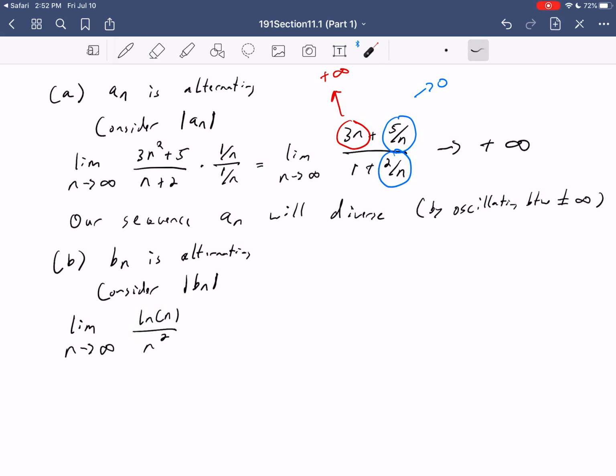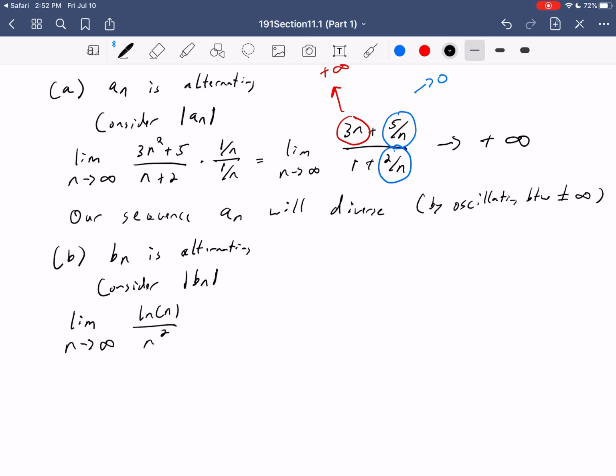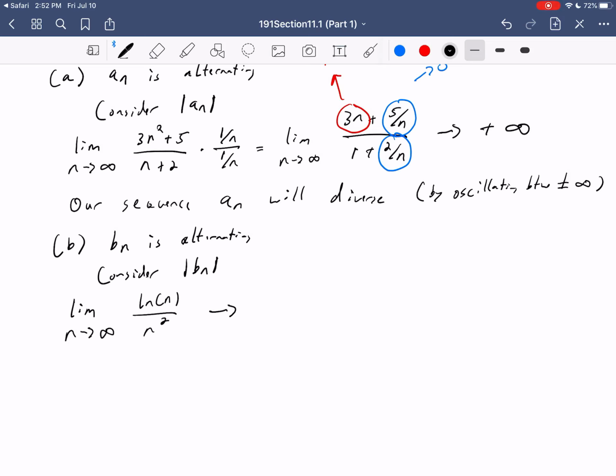Now, on this here, we've got a logarithm and a polynomial. Those are two different types of functions. So we probably want to use L'Hopital. So we'll do a replacement theorem.